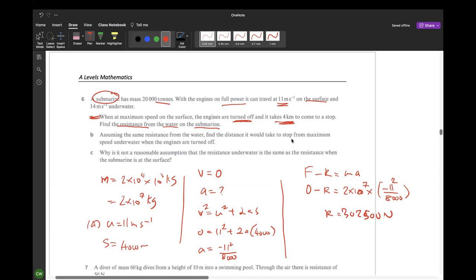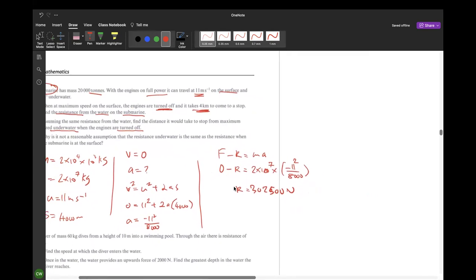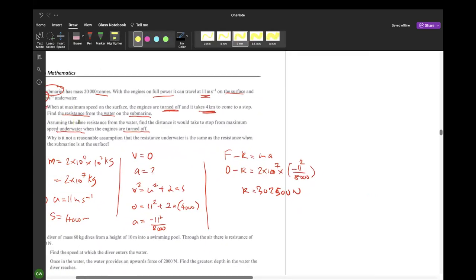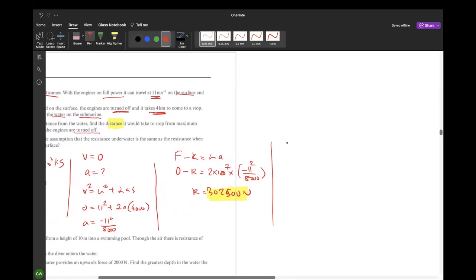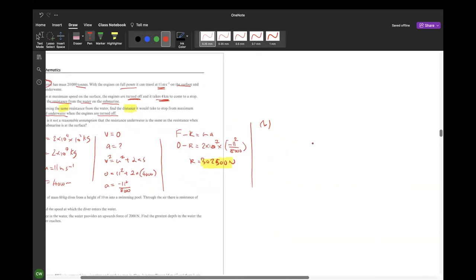Assume the same resistance from water. Find the distance it will stop from the maximum speed under the water when the engine is turned off. Under the water, it can travel at 40. Same resistive force. That means the same number, this number. Find the distance. That means you are looking for S. Can you find it or not? Let's see who can do it.